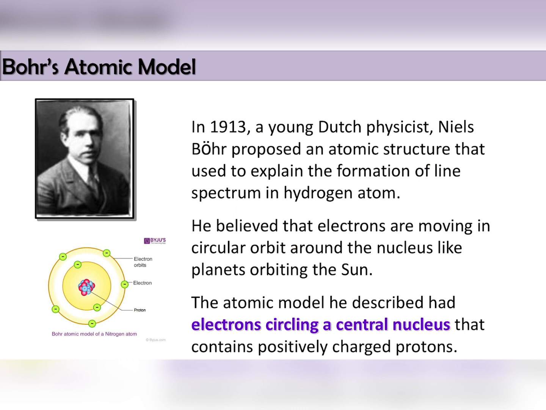Niels Bohr, he proposed an atomic structure that is used to explain the formation of line spectrum in hydrogen atom. He believed that electrons are moving in circular orbit. So electron move in circular orbit around nucleus. Nucleus yang bahagian tengah ni. So nucleus consists of proton and neutron. So electron yang warna hijau ni dia akan circle around the nucleus dalam orbit, just like planets orbiting the sun.